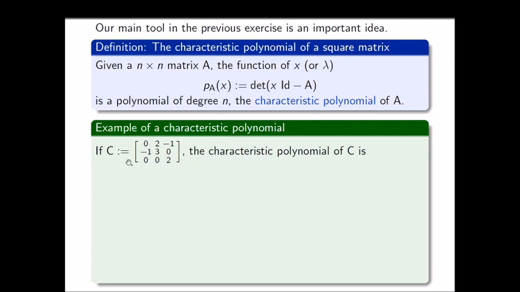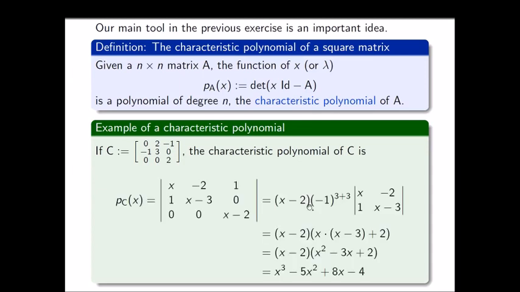For example, C is this 3 by 3 matrix. Its characteristic polynomial is going to be the determinant of x times the 3 by 3 identity matrix minus C. So we've already computed that here. And its determinant is going to be my characteristic polynomial p_C for my matrix C.